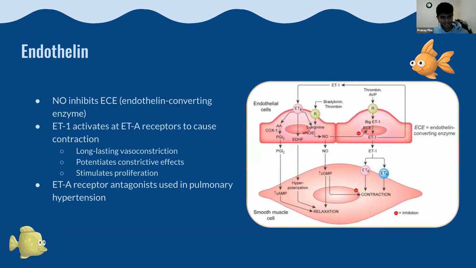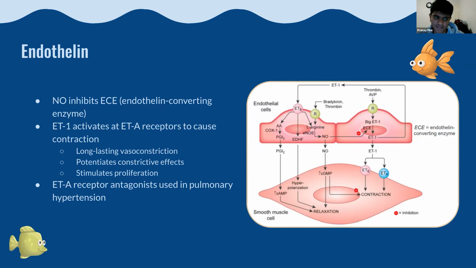So endothelin. What is endothelin? Basically what happens here is nitric oxide inhibits the production of endothelin. So there's kind of a competitive reaction going on. Endothelin converting enzyme is what's used to convert big ET. I actually don't know what ET stands for. Oh no, endothelin 1, sorry. Big endothelin 1 into endothelin. But nitric oxide inhibits this reaction.